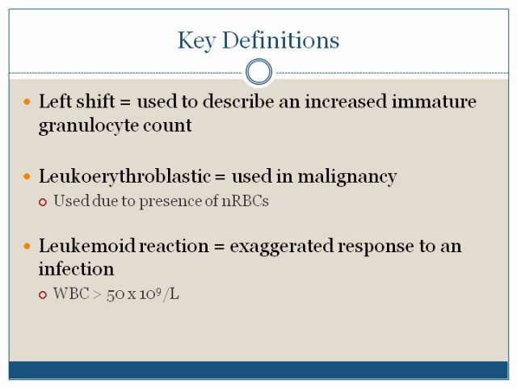Let's talk about some definitions that were in these chapters. All the L's here. Left shift is a term describing increased immature granulocyte count. So if you're looking at a smear and you're seeing a lot of band neutrophils, metamyelocytes, myelocytes, the term to describe that would be left shift. The term leukoerythroblastic is used in malignancy, and we use this to describe immature white cells along with the presence of nucleated red cells. So if you look at the word, leuko for the white, erythro for the red, and blastic for the immature part, and nucleated part.